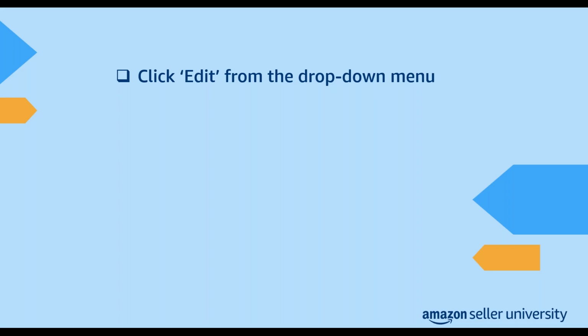You can also add products to an existing project by selecting Edit from the drop-down menu. Use the search bar to find and select the products you want to add. You can also use the bulk upload feature to upload a spreadsheet with all of the ASINs that you'd like to apply. Bulk uploads are required when adding more than 1,000 ASINs to a project.